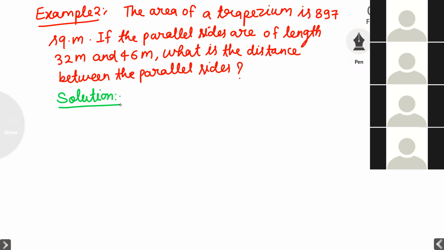In this question, you are observing a student question. He has given area of trapezium and A value and B value he has given, height is asked.